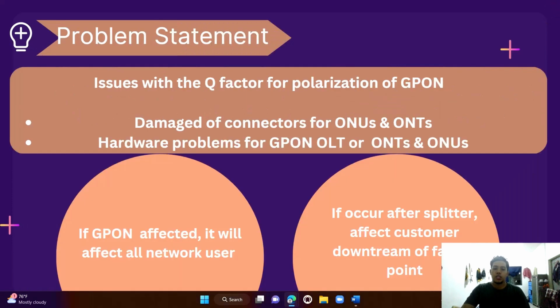Next, the problem statement. There are a few problems that we had issues with. First of all is the issue with the Q factor for polarization of GPON and damage of connectors for ONU and ONT. We also had difficulty with hardware problems for GPON, OLT, ONT, and ONUs. Besides that, if a GPON is affected, it will affect all network users, and if it occurs after the splitter, it will affect customers downstream of the failure point.